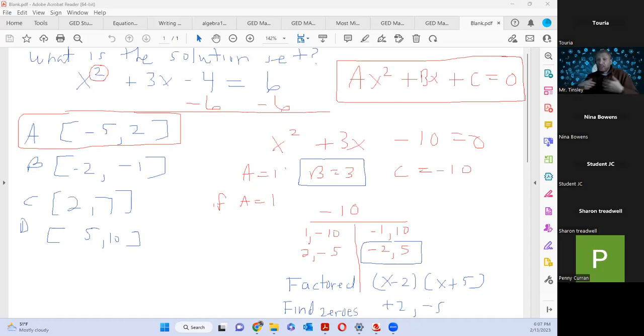So that's how you do it algebraically. If you bought the ebook and you've been practicing with your calculator, this problem is done even way faster than that, and let me show you.